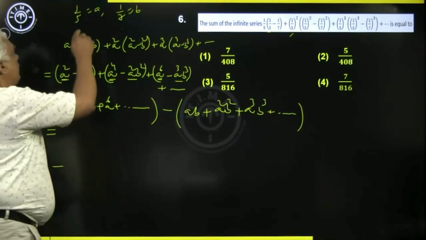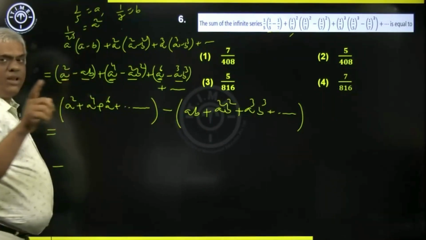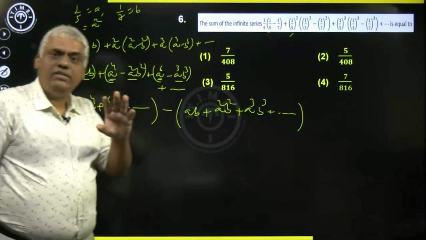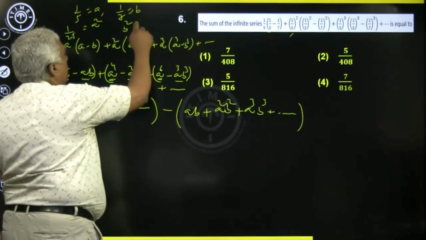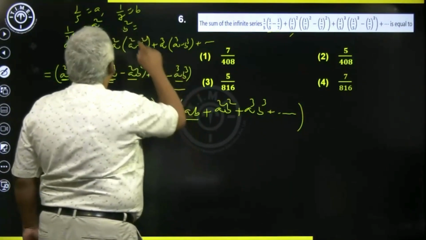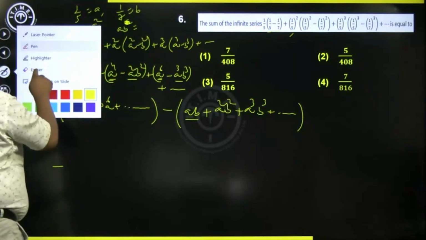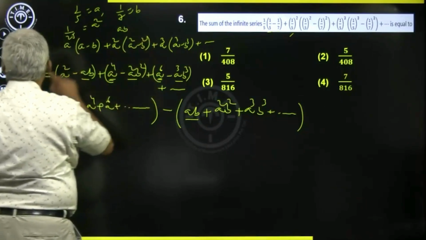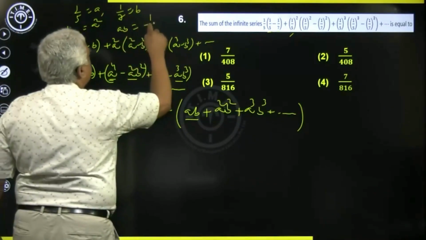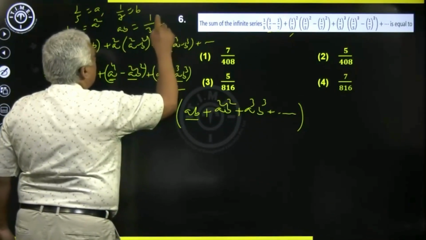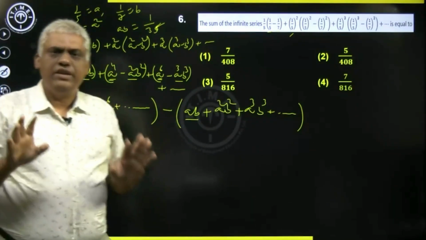And you see A square is 1 by 25, so the common ratio is less than 1. So this infinite series will converge, we can find the value. Similarly for the second one, it's AB, not B square. AB is 1 by 7 into 1 by 5, that is 1 by 35. This is also less than 1. So both infinite series will converge, we can find the value.